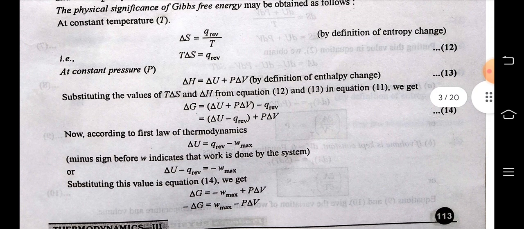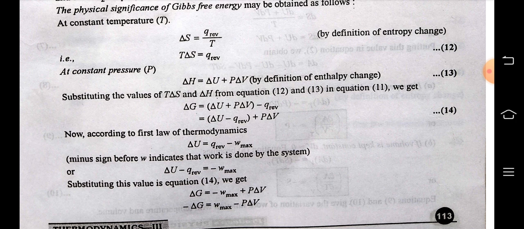At constant temperature, ΔS = Q reversible / T, so TΔS = Q reversible, equation 12. At constant pressure, ΔH = ΔU + PΔV, equation 13. Substituting the value of TΔS and ΔH from equations 12 and 13 in equation 11, we get ΔG = ΔU + PΔV - Q reversible, that is ΔG = (ΔU - Q reversible) + PΔV. Now, according to the first law of thermodynamics, ΔU = Q reversible - W max.